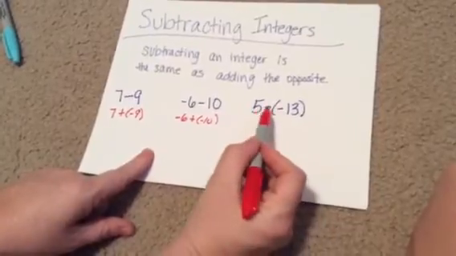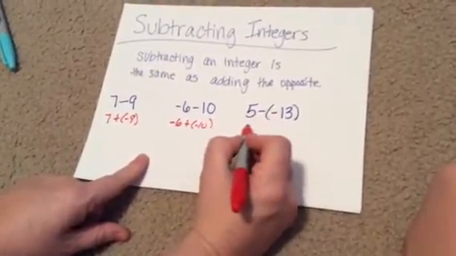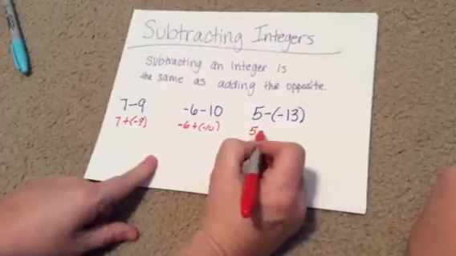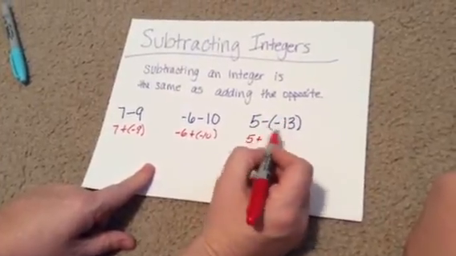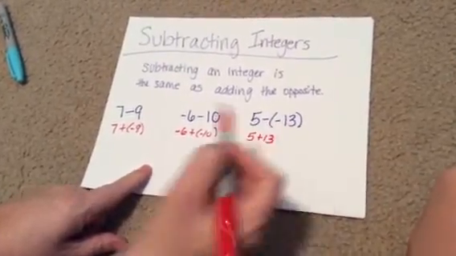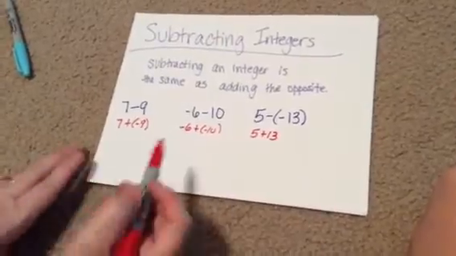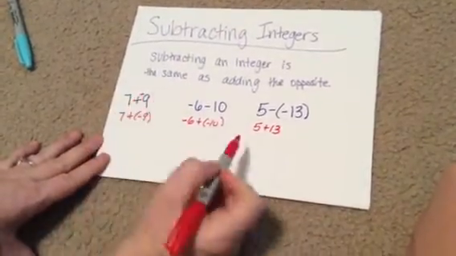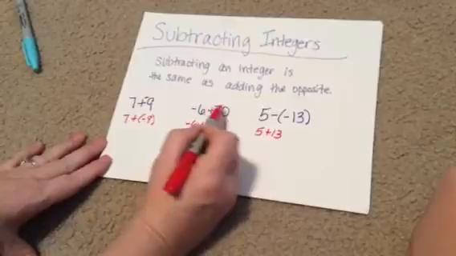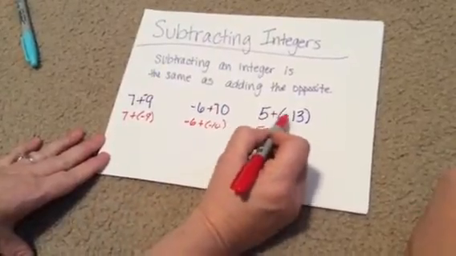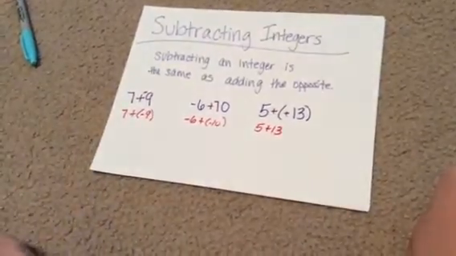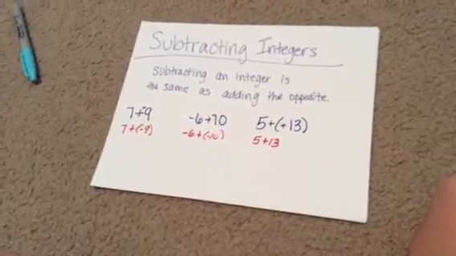Okay, this one is 5 minus negative 13. So I keep my 5, change my subtraction to addition, and change this negative 13 to positive 13. Now, one other thing, when I was in school and I learned how to do this, I just learned to do that right there. Change that subtraction to a plus and negative. And if there are two negatives, I just made them positive, made them both pluses there. It was just kind of a little shortcut that I learned.